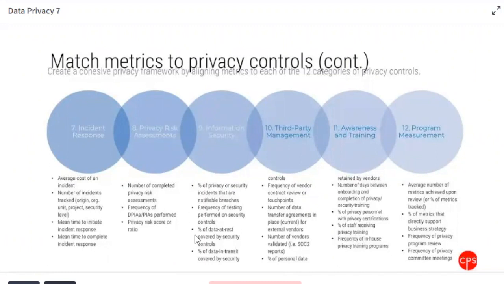Information security. So what's the percentage of privacy incidents that were notified both to supervisory authorities and data subjects? Then what is the percentage of data at rest covered by security controls? So data that you store that you are not transmitting or using actively, that is just stored maybe in your archive records or on the cloud.